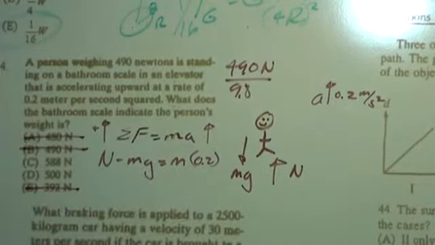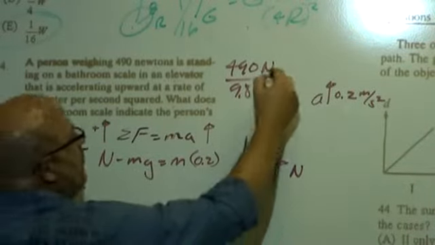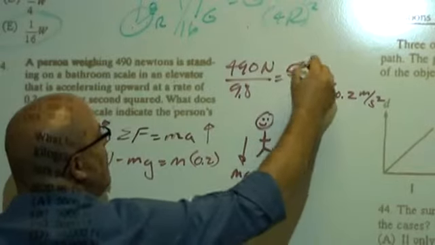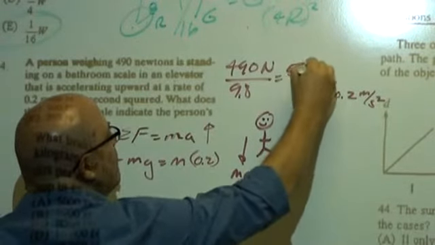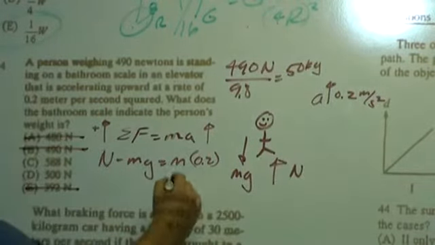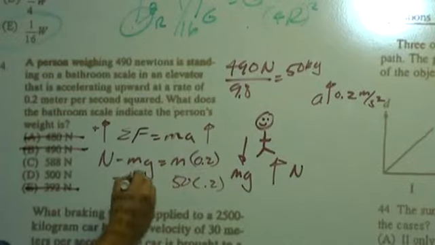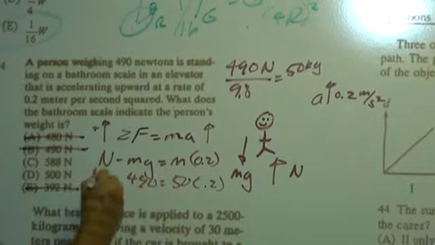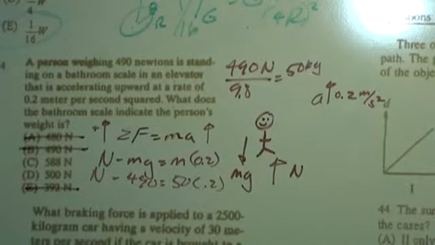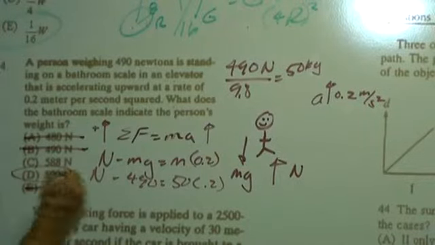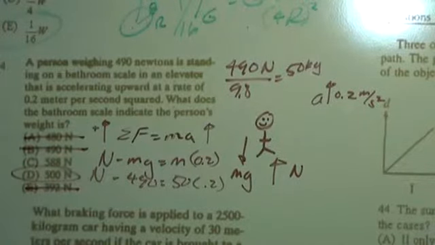I think this is one of these I didn't put on the exam, because if you don't use 9.8, you're going to be off by a little bit. So this ends up being 50 kilograms. So you got to put 50 in here times 0.2, and then right here is the 490, and then you got n, and 50 times 0.2 is 10. All right, so that's how you get to that answer, which we would have probably guessed anyway.